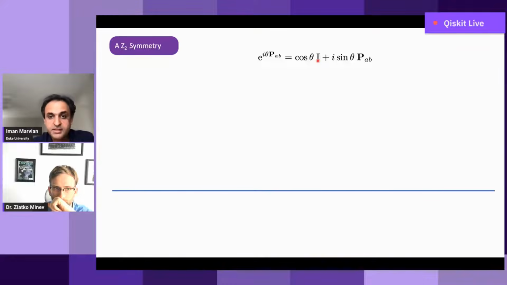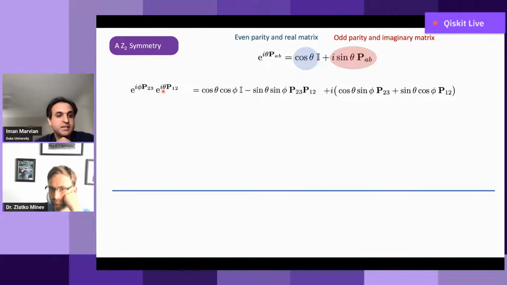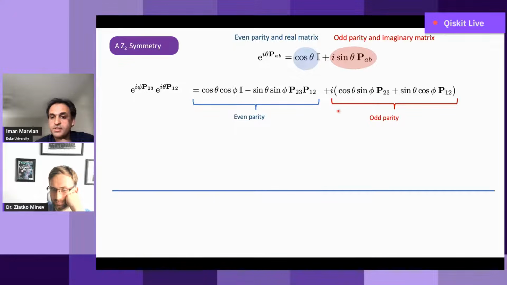At the same time, another thing happens. Identity here is an even permutation. It has even parity, and swap has odd parity. So even parity comes with a real matrix. Odd parity comes with a purely imaginary matrix, right? And then when you multiply these unitaries, you will see that this pattern survives. Always, even parity permutations come with real coefficients, whereas odd parity permutations come with purely imaginary coefficients.